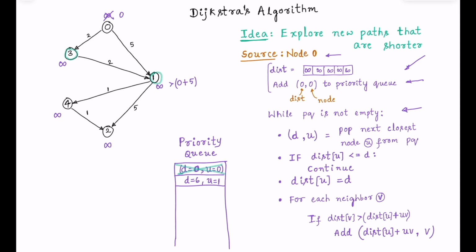We repeat the same for node 3. The distance to node 3 is greater than distance to node 0 plus cost of the edge (0, 3). We add node 3 to priority queue at distance 2 and node 3.